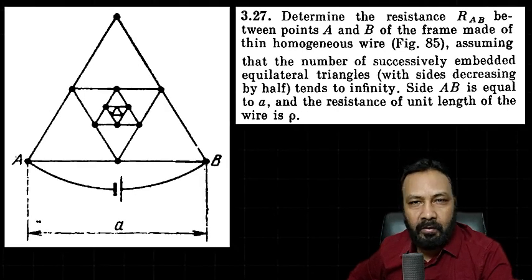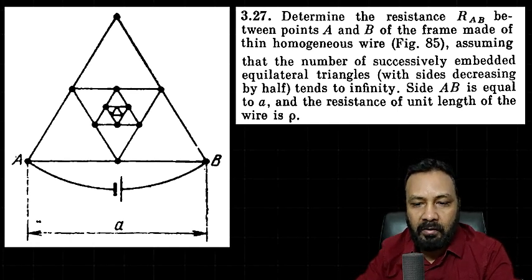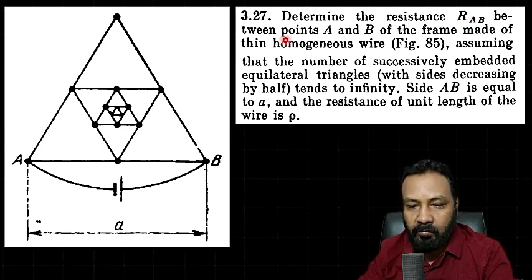Let's see this very good question of electrodynamics from Irodov. It's a current electricity question. Here there is an infinite network of resistors. We have to find the resistance RAB between points A and B of the frame made of thin homogeneous wire.